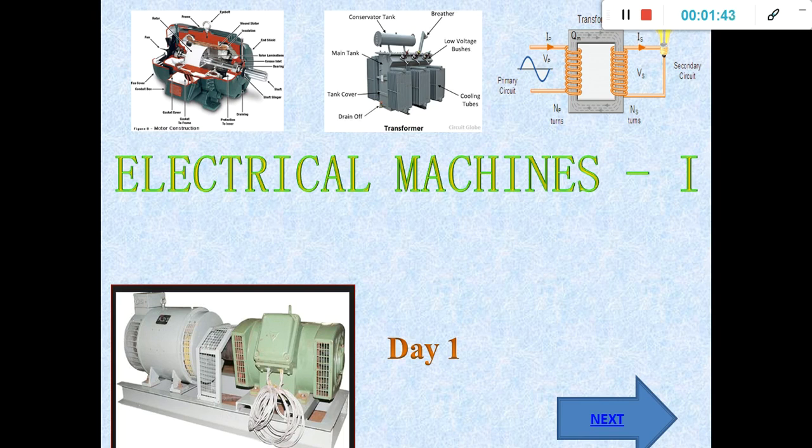And how is it transmitted to the user? It is transmitted by the transmission line with the help of transformers. A transformer is a static device which transfers electric power from one circuit to another circuit without changing the frequency.